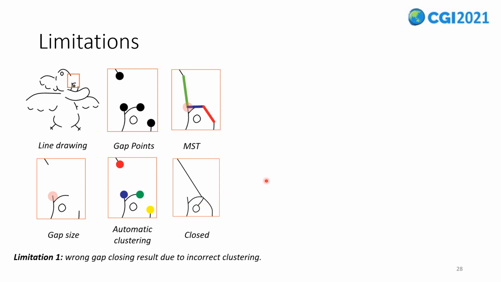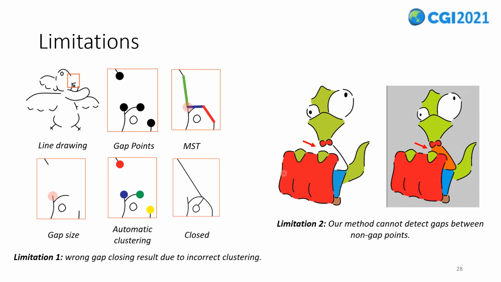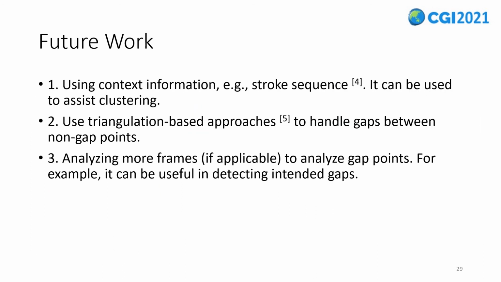And the second limitation is that we cannot determine the gap between non-gap points. For example, like this, the reason is we only consider the dangling stroke endpoints. In the future, we would like to continue the work in the following 3 directions. Firstly, we would like to use context information, for example, strokes as sequence information, to improve our gap point clustering. For the triangulation-based approach, it can be a solution to the gap between non-gap points.